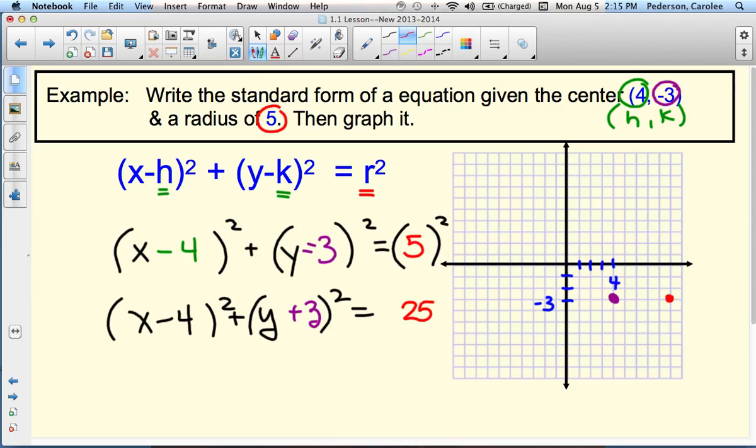So here's 5 units to the right. 5 units up. 5 units left. 5 units down. And now just create that circle. And if you wanted to find out what the diameter is, that is twice the distance of the radius, which is 10 units.